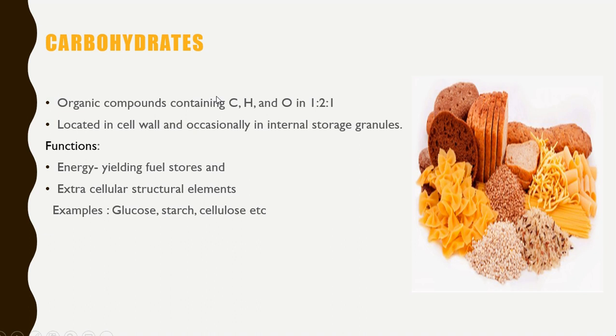So carbohydrates, as we know, are organic compounds containing carbon, hydrogen and oxygen in the ratio 1:2:1. These are located in the cell wall and occasionally in internal storage granules also, they are present in the form of glycogen, isn't it? And then what are the functions of these carbohydrates? They act as energy fuel stores, and they are also present in extracellular structural components. And what are the examples of these carbohydrates? Like glucose, starch, cellulose, all your carbohydrate sources come under here. Okay, so that is all about the carbohydrates.